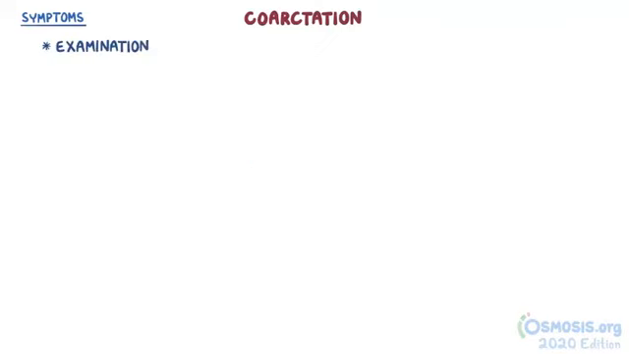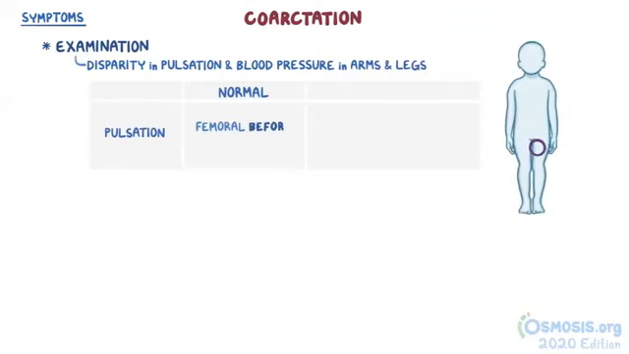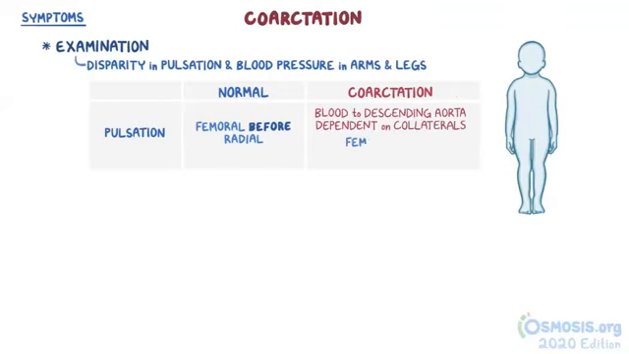On examination, the classic sign of coarctation is a disparity in pulsation and blood pressure in the arms and legs. Normally, the femoral pulse occurs slightly before the radial pulse, but in coarctation, a radial-femoral delay occurs when blood flow to the descending aorta is dependent on collaterals, so the femoral pulse is felt after the radial pulse.